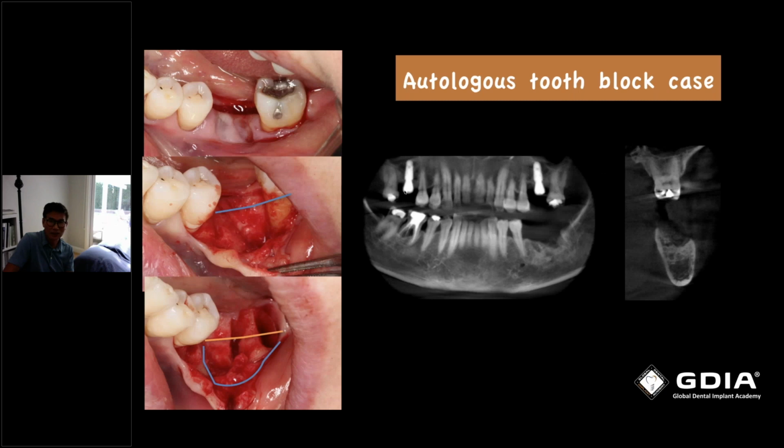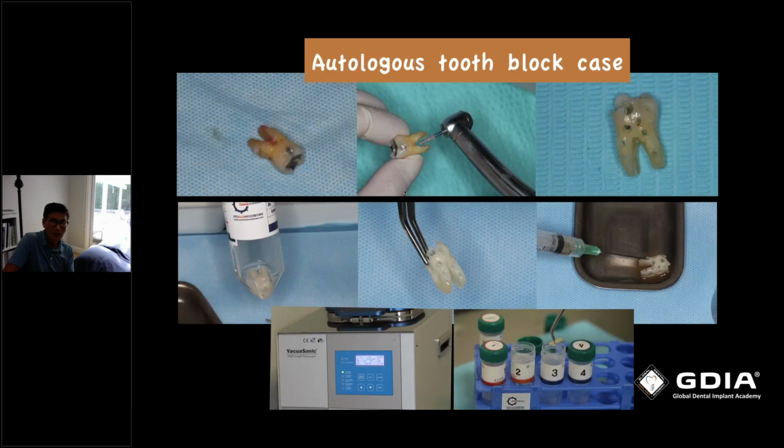So how about the block case, the autologous tooth block case? This one is number 18. I tried to save it, but the problem went all the way down to the apex of the root. So I sacrificed that tooth, and I'm using it as a block case. This is the processing: you cut off all the amalgam and enamel, you clean all the root and the many pores, and then you decalcify. I think this is about an hour and a half, 2 hours, I don't know.